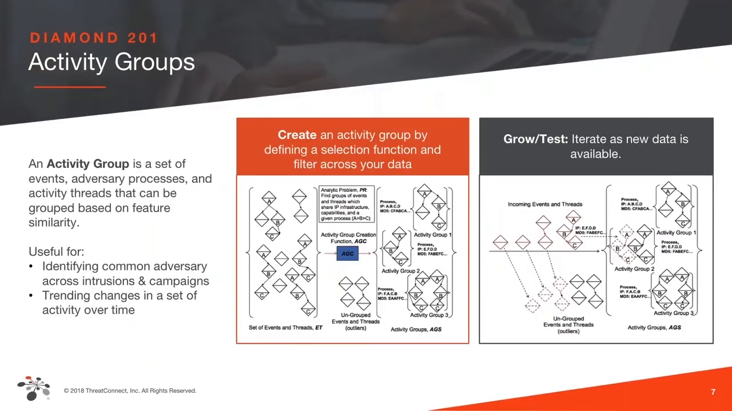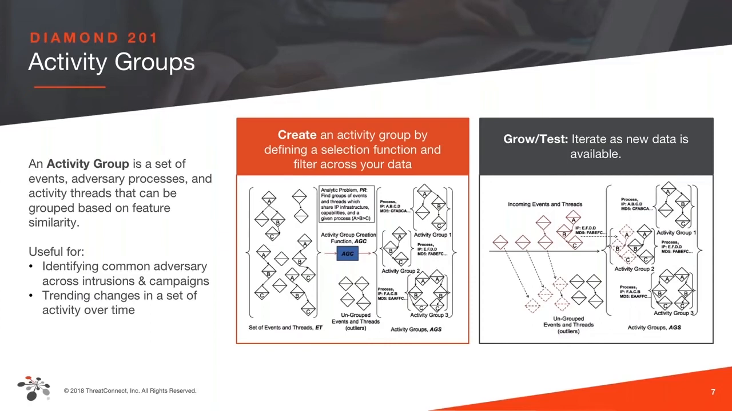So activity groups. To me, once you move beyond the basic pivoting functionality of the diamond, activity groups really become one of the core tenets of defining what a given set of activity is in terms of specific feature selection. And when we talk about feature selection, these are looking at specific capabilities or specific infrastructure or specific TTPs or attack patterns used either within a given time frame or as they've evolved over time.